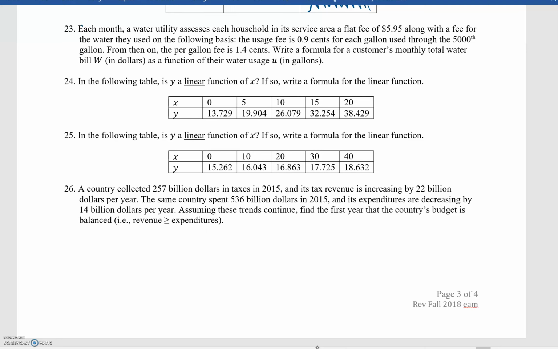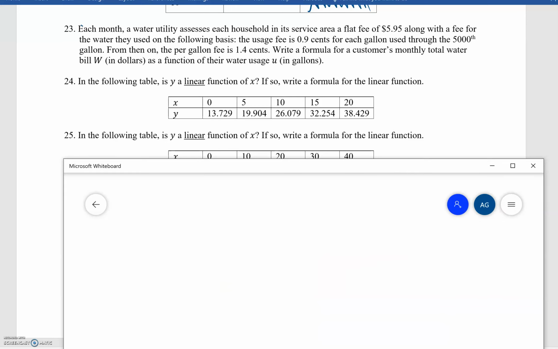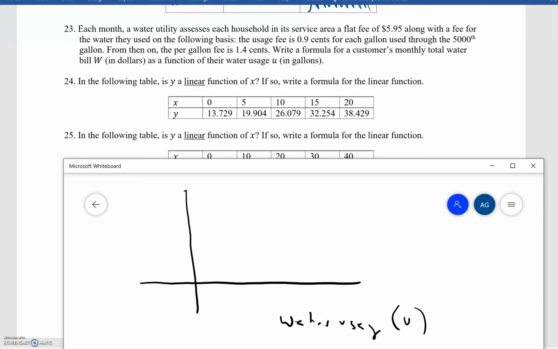Write a formula for the customer's monthly total water bill in dollars as a function of their water usage U in gallons. Okay, so I'm going to draw this. I'm sensing a piecewise function coming along, and it always helps me to have a picture. So looking at this, it says write a formula for the monthly total water bill as a function of water usage. So this is going to be water usage, U, in gallons. And this is going to be water bill in dollars.